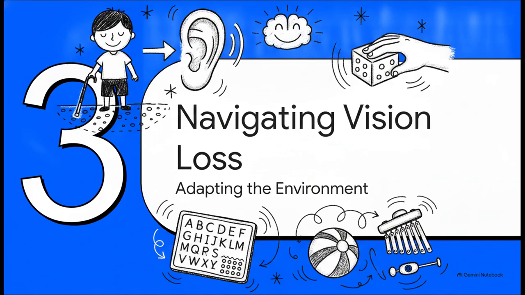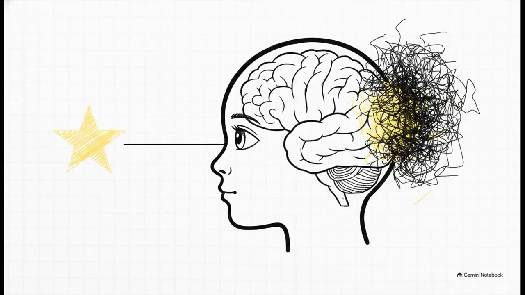All right, that brings us to Section 3, Navigating Vision Loss, Adapting the Educational Environment. So, we live in a completely visual culture, right? That makes spotting vision loss early absolutely vital for a child's cognitive and social growth. Without sight, these kids have to learn how to process the world using their other senses, and educators need specific strategies to help them do exactly that.